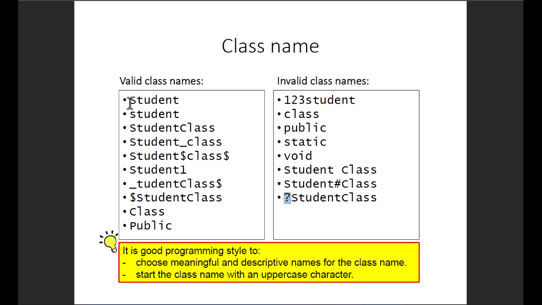Now the valid ones, student with uppercase S or lowercase s, it doesn't matter. Student class doesn't matter. Having an underscore is valid. Having the dollar symbol is valid. You can even start with the underscore and the dollar symbol. You can have numbers, but not as the first digit. So you see student 1 is valid. Now these two are valid because uppercase C is different than lowercase c. You see, class with an uppercase C is different than class with a lowercase c. The same for public.